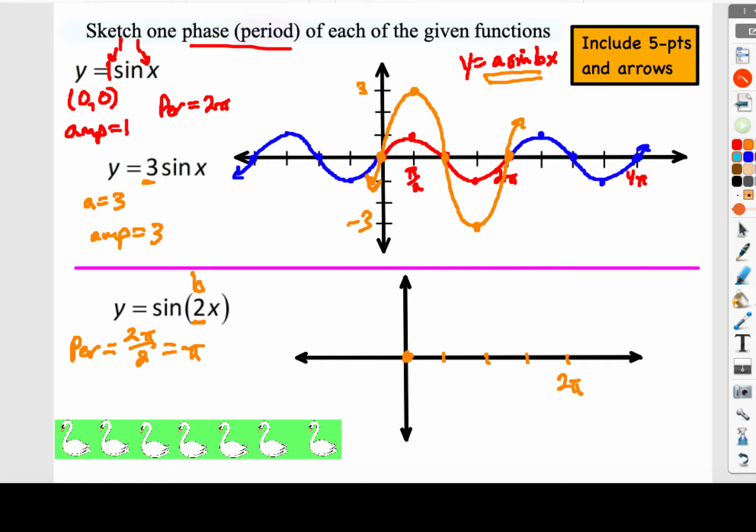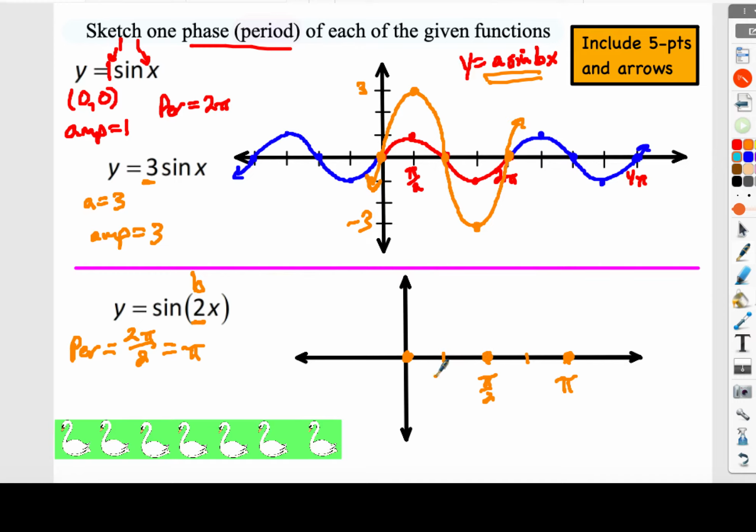But again, I'm not actually going to call that 2. That was a bad idea. Remember, if the period's only pi this time, well, why not stretch our graph a little bit? Let's call that pi. Halfway is going to be pi over 2. And again, at both of those points, we're still going to be on the x-axis this time.